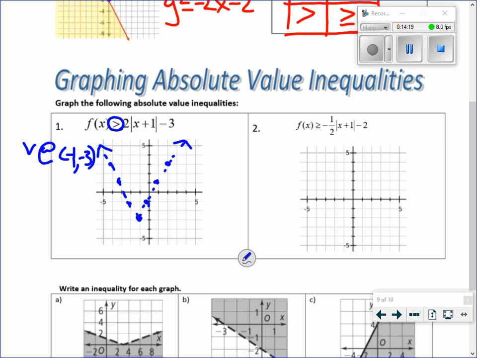And now let's talk about shading. Where should I shade? Above. So if you're confused on where to go, put your pencil on your vertex. And if I'm shading above, I'm going to just put my pencil straight up. So this is my area. I'm shading inside here.